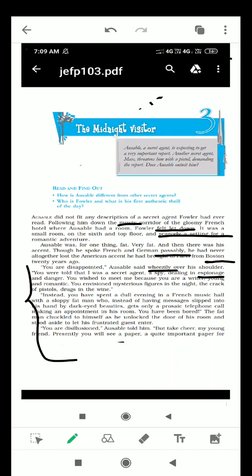Instead, you have spent a dull evening in a French music hall. Here the story actually starts in a French music hall. Instead, you have spent a dull evening in a French music hall with a sloppy fat man who, instead of having messages slipped into his hand by dark-eyed beauties, gets only a prosaic telephone call, making an appointment in his room. You have been bored.